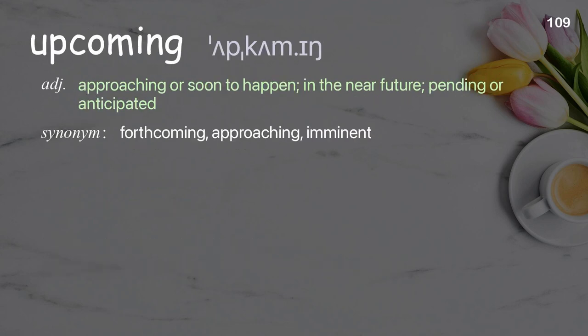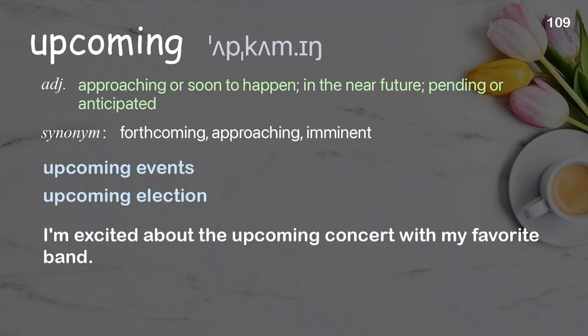Upcoming. Approaching or soon to happen, in the near future, pending or anticipated. Examples. Upcoming events. Upcoming election. I'm excited about the upcoming concert with my favorite band.